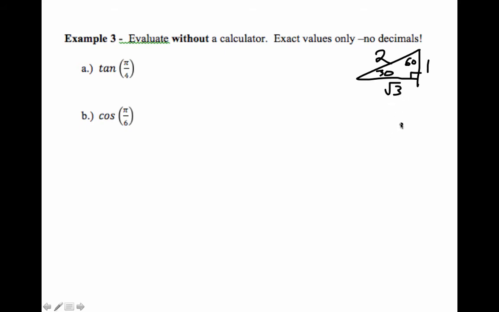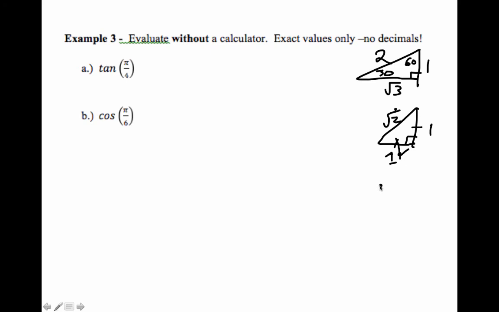Remember, the 30 is always across from the 1. Square root of 3 is 1.7. 2 is always along the side. 45-45-90: 1, 1, square root 2. Go over here, pi over 4.